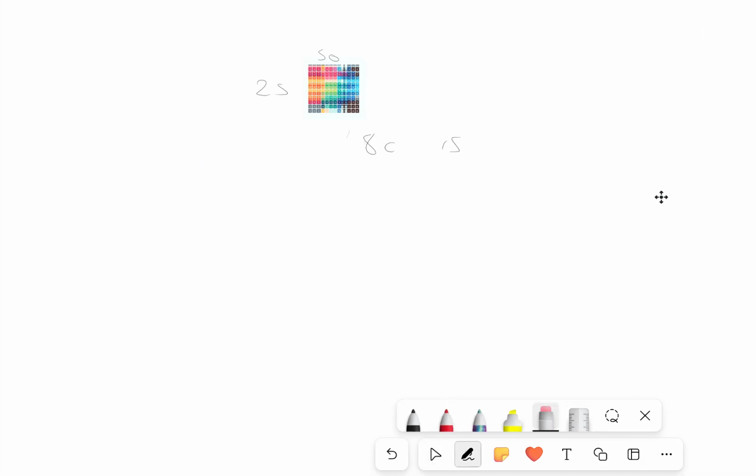Let's say we've got 10 by 10 and we're using 2 bits per pixel. Calculate that for me. Pause the video. So that should be 10 multiplied by 10 multiplied by 2 because we've already got it in our bits. So that would be 200 bits.